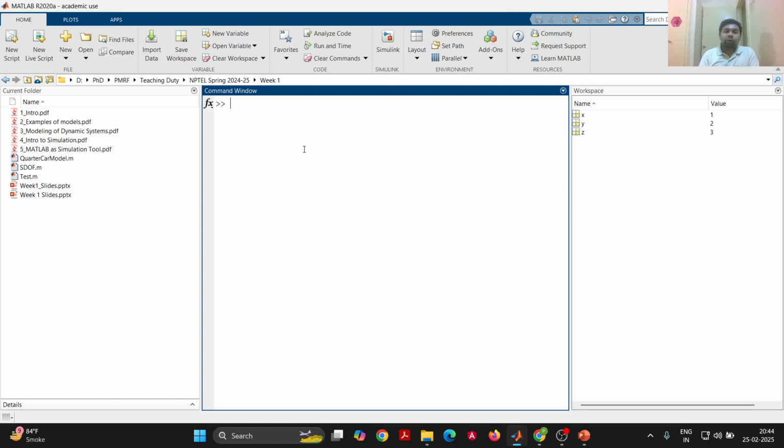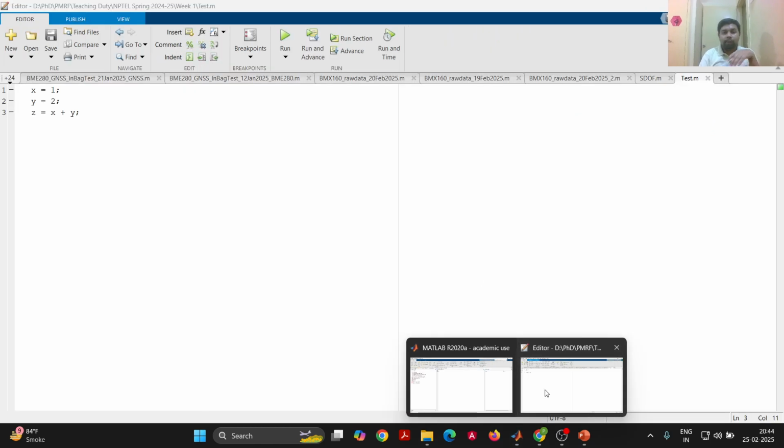It's better to always use a MATLAB script so that you can keep reusing the code, make changes and rerun it, as compared to typing it directly in the command window. So now again we will do clear all and clc to clear our workspace and command window.